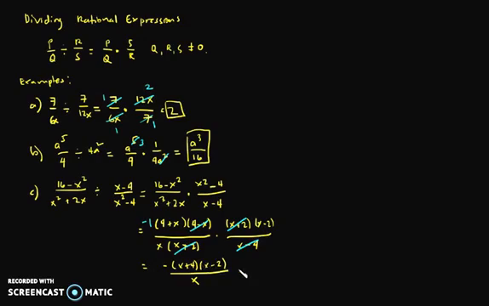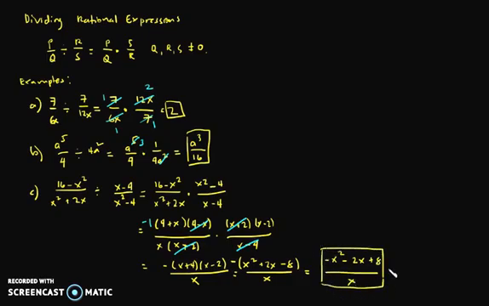By the distributive property, using FOIL, this will give me x squared, then negative 2x plus 4x gives me 2x, then negative 8 over x. But don't forget to distribute the negative sign. So the final answer will be negative x squared minus 2x plus 8 all over x. Okay, so that's it.